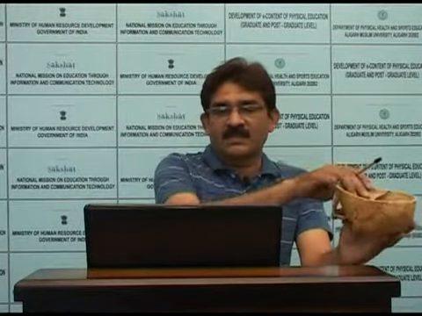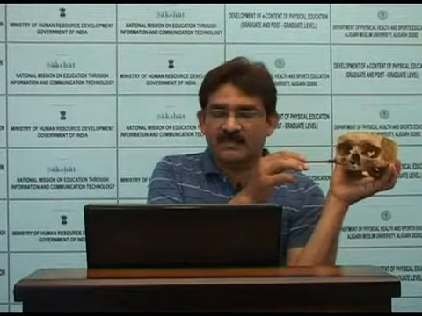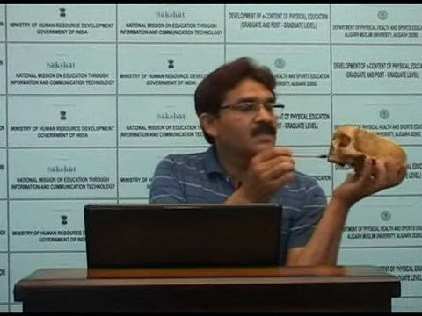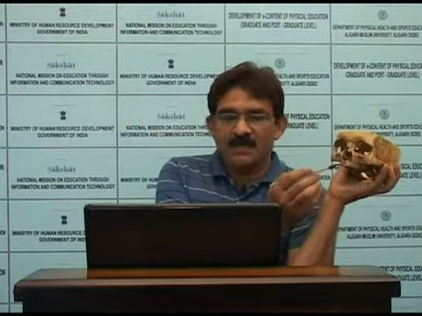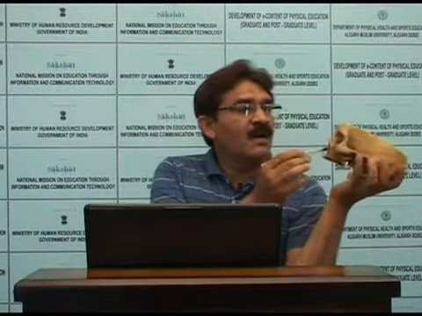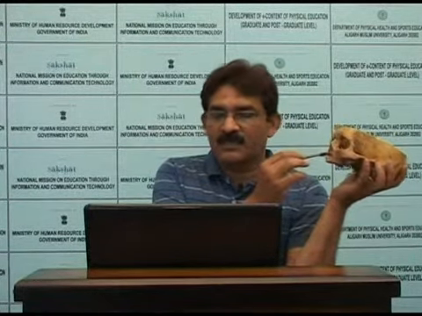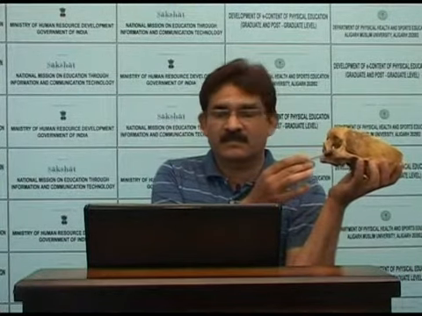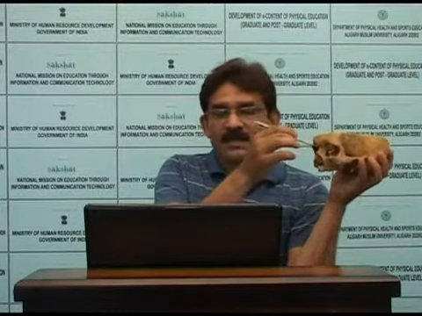Backward is the orbit of the eye. If we look in front of this, the lacrimal bone is situated here, the zygomatic bone is present here, and these are the nasal conchae. This is the vomer bone on the lower side, the mandible, teeth, and this is the maxillae. These are the foramina of the maxillae, and this is the nasal bone.